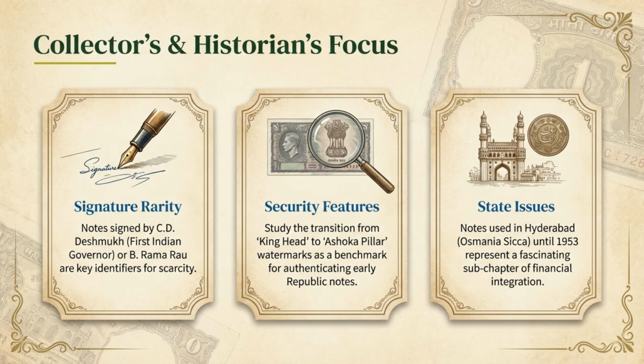For the collector and historian, focus areas include signature rarity, such as notes signed by the first Indian governor, and security features like the transition from the king head to Ashoka pillar watermarks. State issues, like the Osmania Sikka used in Hyderabad, also offer unique insights into financial integration.